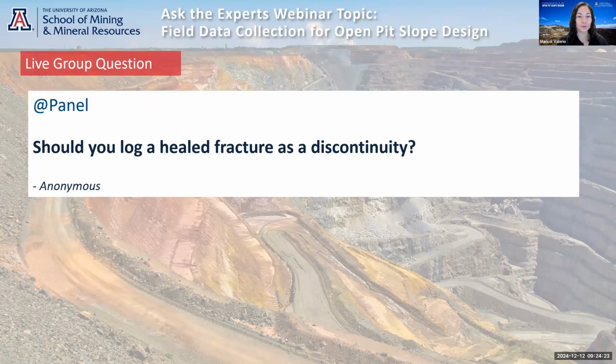So I would say if you're in an environment where you're going to be seeing a lot of them, it might be a good idea ahead of time to come up with a way to log them as closed fractures, and then you can factor that into how you want to analyze them for design purposes after.